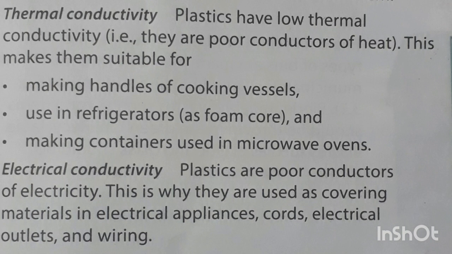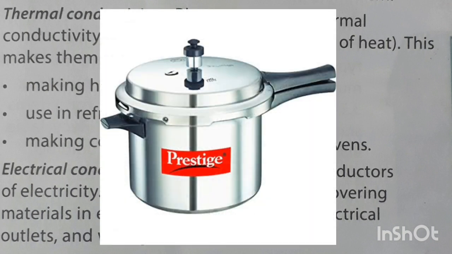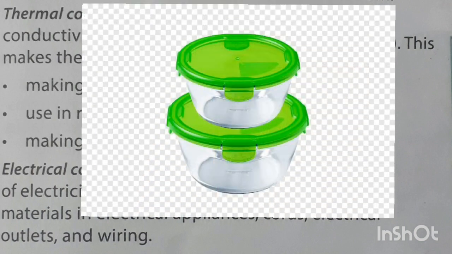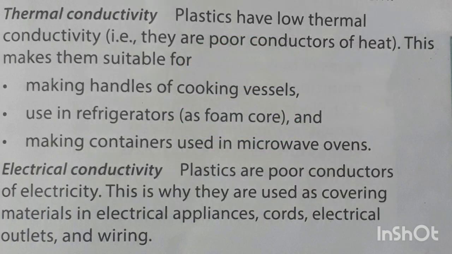Due to this property, we use plastics for making handles of cooking vessels. Suppose you have a pressure cooker, you can see the handles. Handles are made up of some black material. That is one of the plastics, bakelite. It is also used in refrigerators as foam core, and for making containers for the microwave oven. Okay, so this is about thermal conductivity.